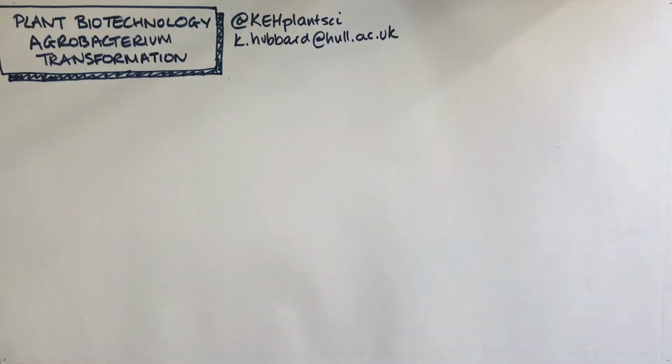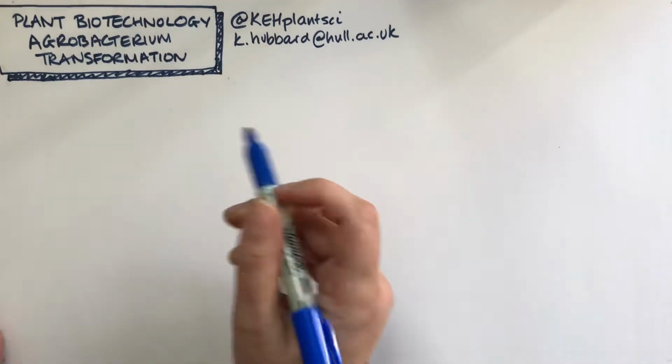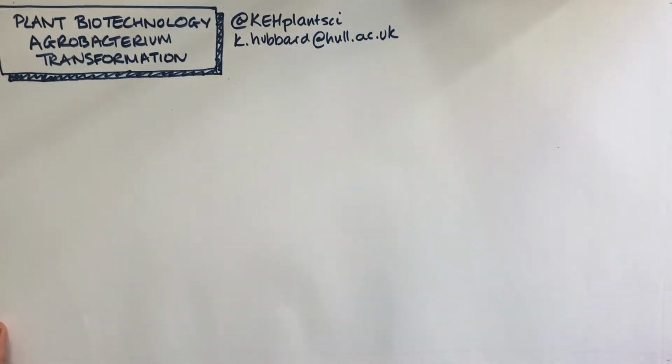So in this video, I'm going to talk about one of the commonly used methods that we have in plant biotechnology, which is that of Agrobacterium transformation. This is a method that was super popular in the late 90s, early 2000s. It's starting to be eclipsed a bit by CRISPR, which there's another video about, but it's an important strategy and it's still used, so I want to go through it.